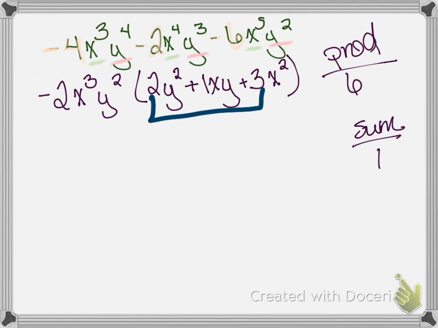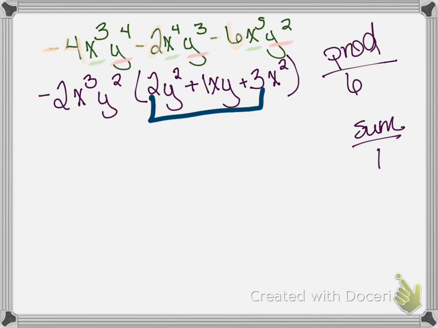This definitely had a lot of variables and stuff in it, so it was very much a greatest common factor factoring problem. But once you get a trinomial in there, you always want to start thinking to yourself, can this be factored even further? Okay? So it's a good habit to get into.